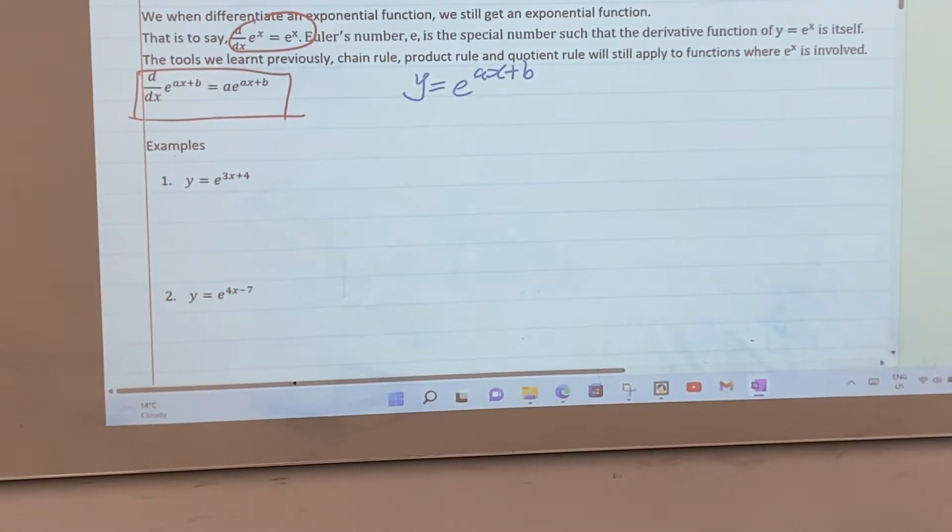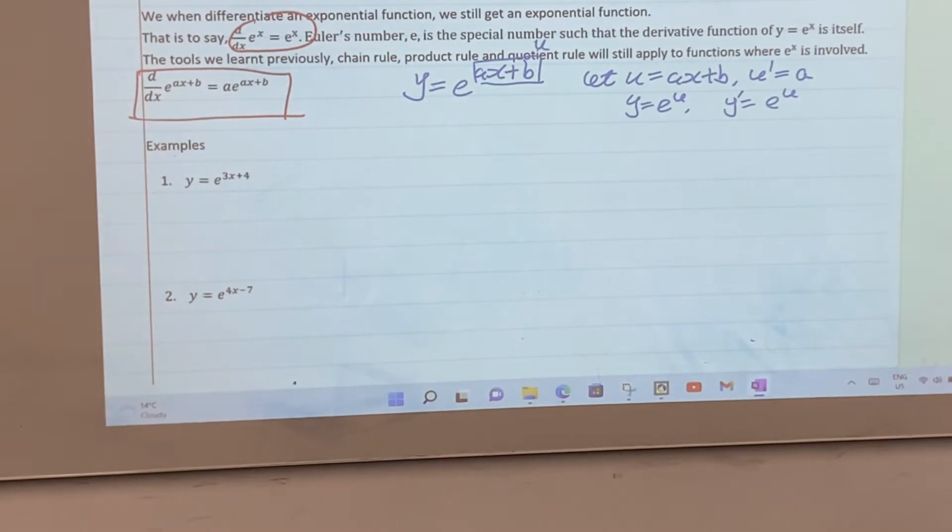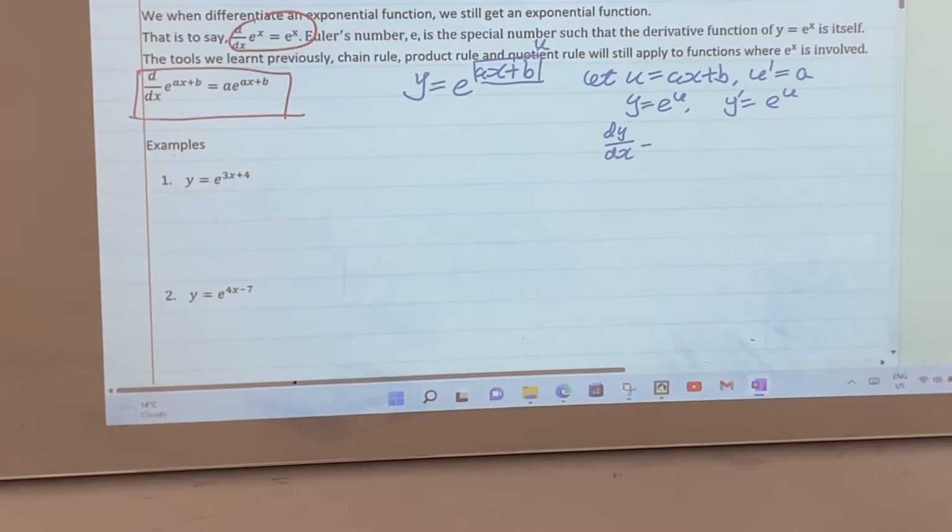So I'm going to call this part u. Okay? So u equals ax plus b, u dash equals a. y equals e to the power u, y dash equals e to the power u. So we say dy dx equals dy du times du dx.